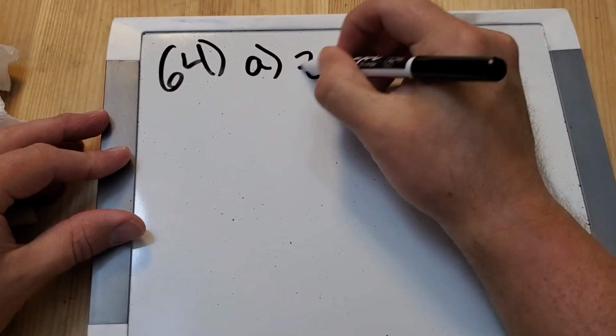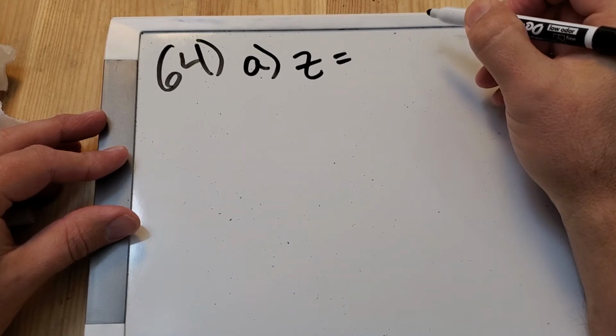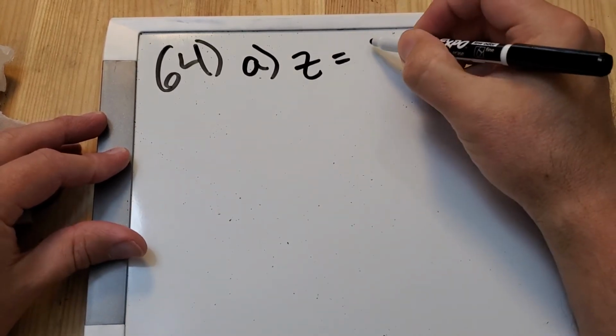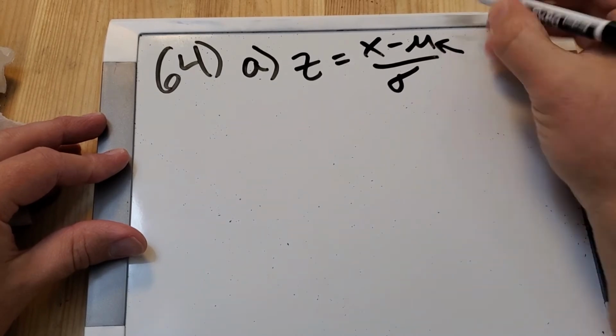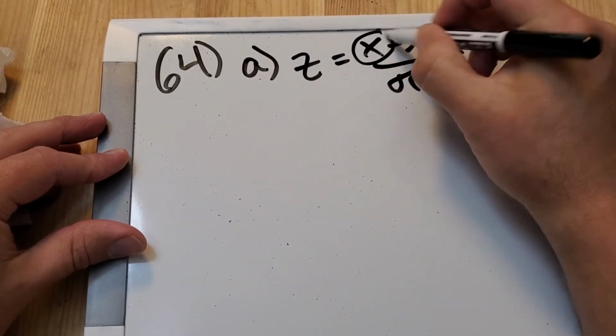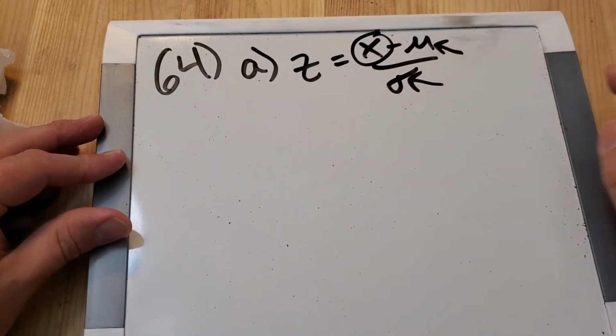They ask you for a Z-score for 100 and 150. So you know the formula. They tell you this. They tell you this. They want it for 100 and 150. So you just do this twice.